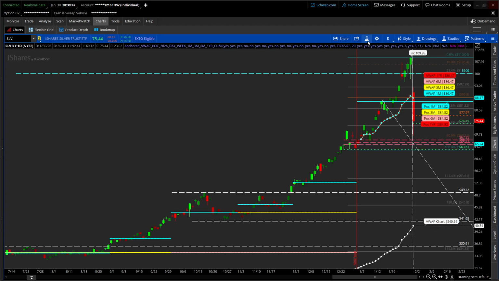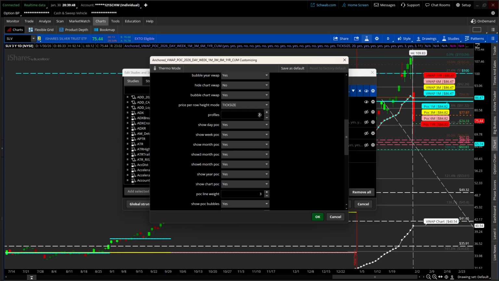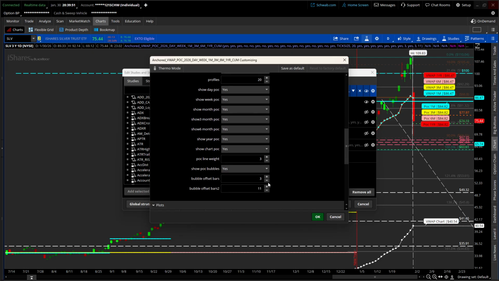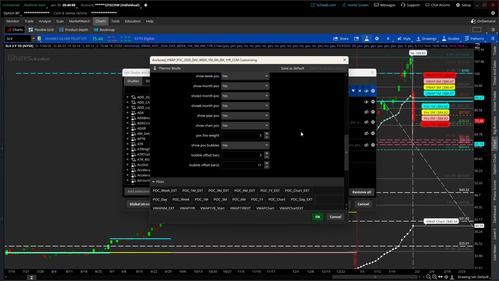and just like if you were to use the volume profile, right now I have 20 profiles showing. And this line weight controls the thickness of these point of control lines right here, and you can show the point of control bubbles. You can cut that off, and that'll cut off all the point of control bubbles, or you can select which point of control bubbles you don't want, or which point of controls you don't want to see as well. This right here lets you offset the bubbles away from the price.